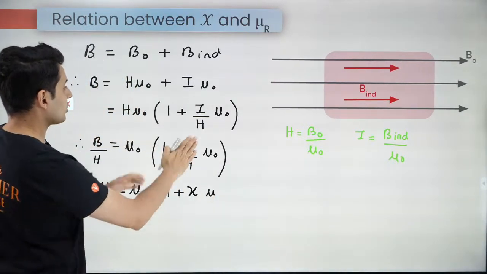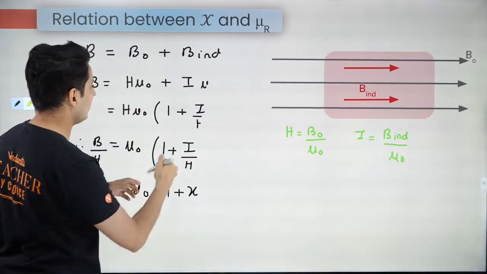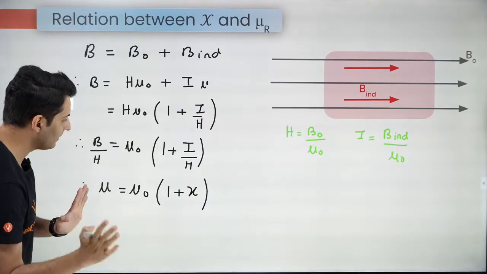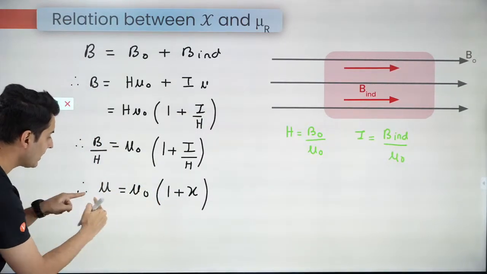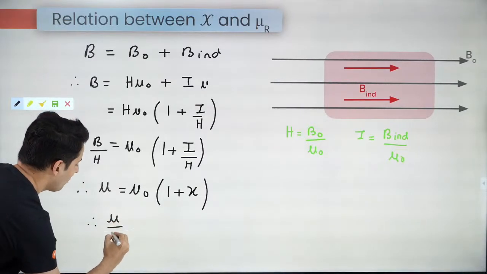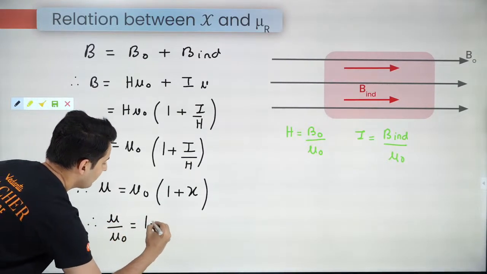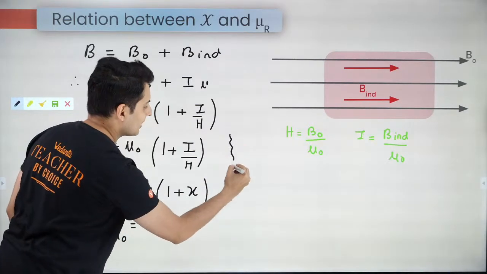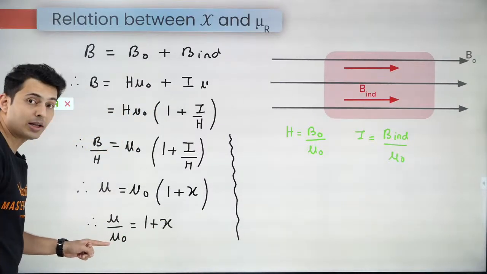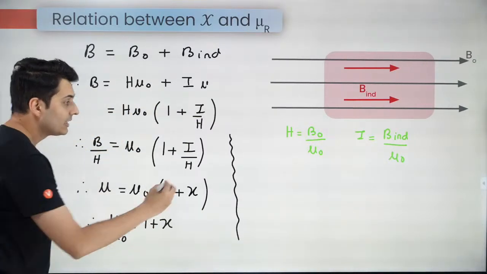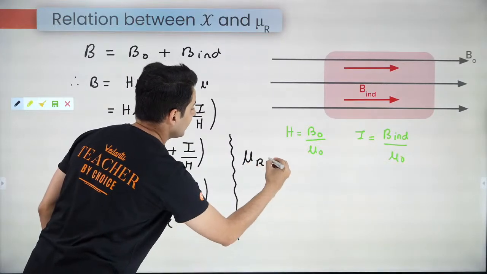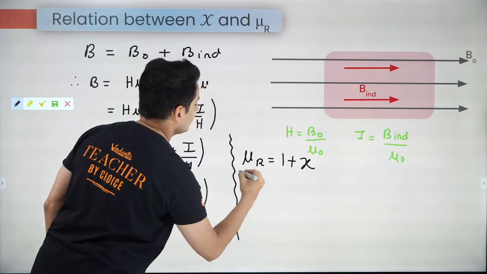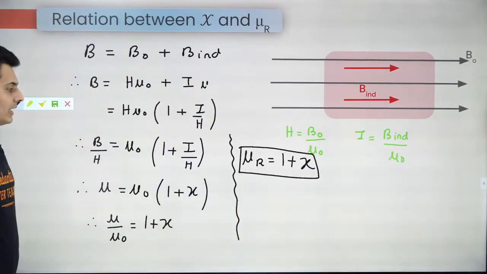Oh, I'm so sorry, guys. This mu naught was taken out common. I'm so sorry. I'm just taking out mu naught as common. So mu naught is outside, my bad. And now I can take mu naught below. So this will become mu by mu naught is equal to 1 plus X. Now what is mu by mu naught? Permeability by permeability of free space, what is that quantity? That is nothing but relative permeability. So relative permeability is nothing but 1 plus X. That is the formula.